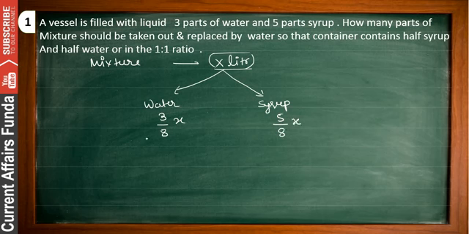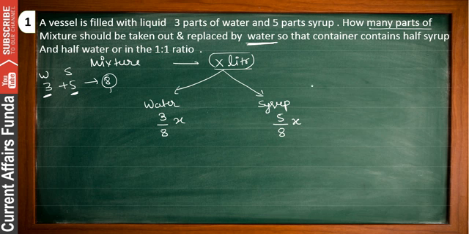Fine. And when you will combine both the things, that means 3 plus 5, it will be 8 out of 8, because out of 8 this quantity is 3 and this quantity is 5, and total combination, that means we can say 8 here. Okay, so water is this ratio and syrup is in this ratio. What question is asking, how many parts of mixture should be taken out and replaced by water? That means you need to add some water and mixture you should take out. Fine. And after that, what is the statement here? Container contains half syrup and half water, that means 1:1 ratio.